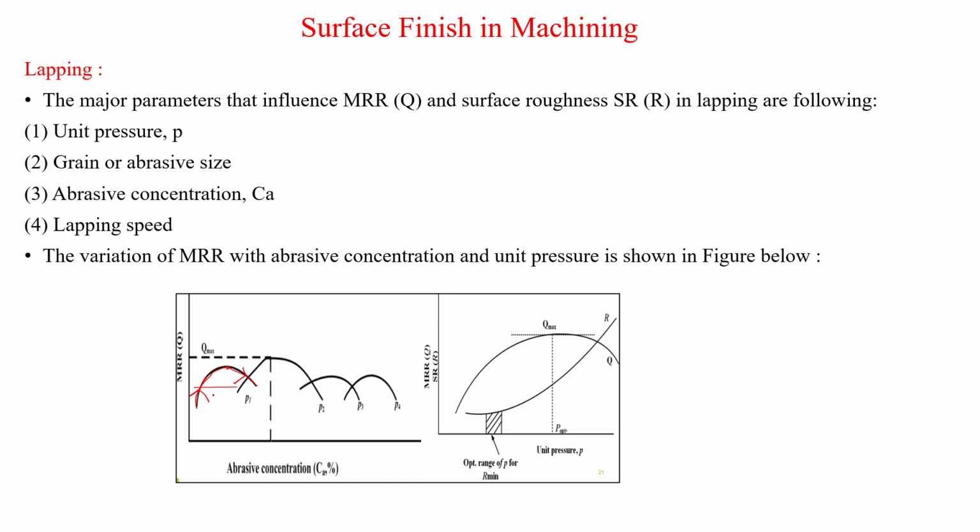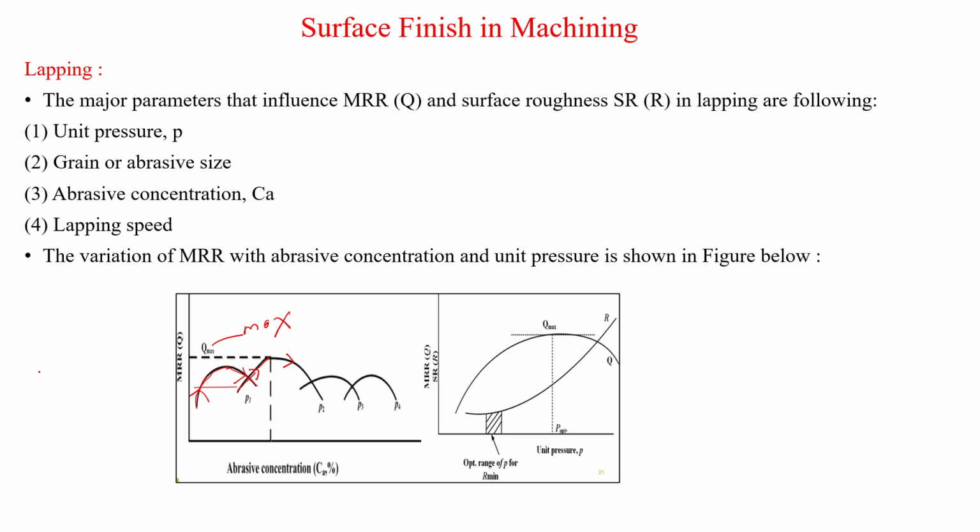Why is it happening? You can see here it is increasing, then it reaches the maximum. This is the maximum value, and then it decreases. So this is the reason: when you do the machining, if you are increasing the abrasive concentration, then because of the abrasive, more material is cut, right?